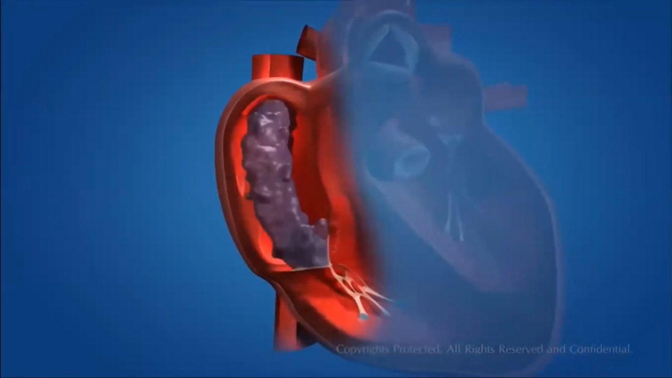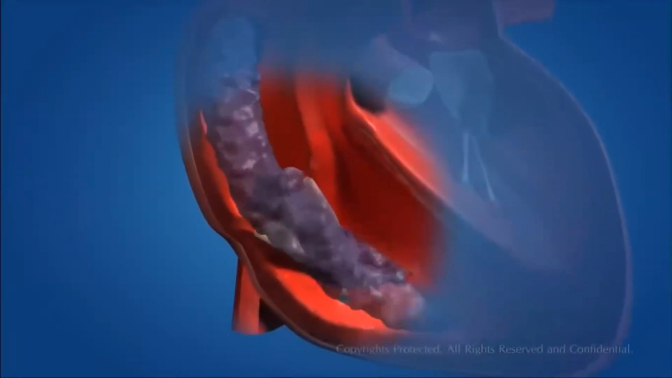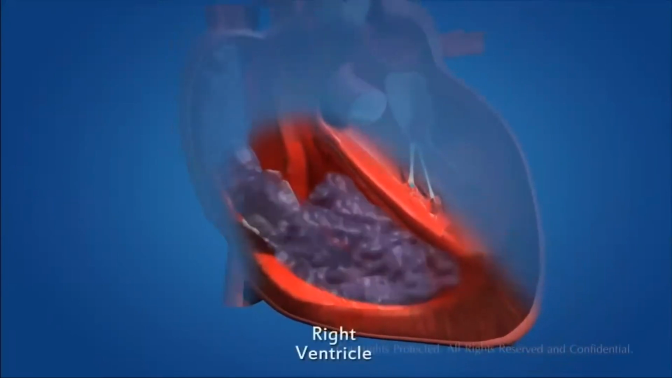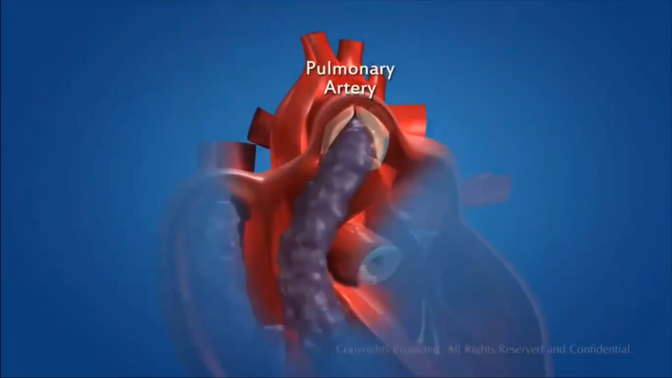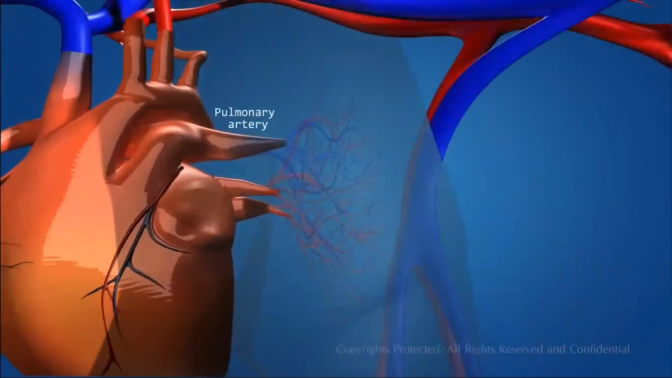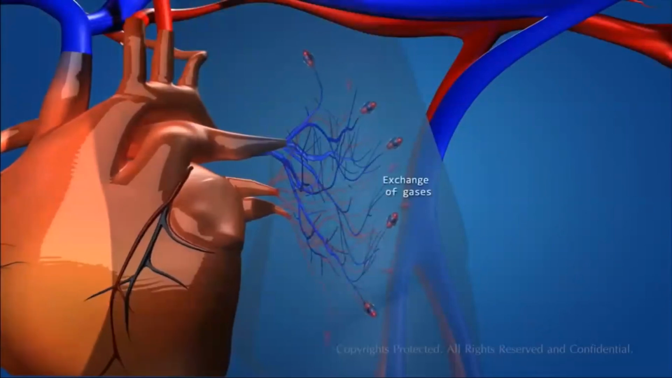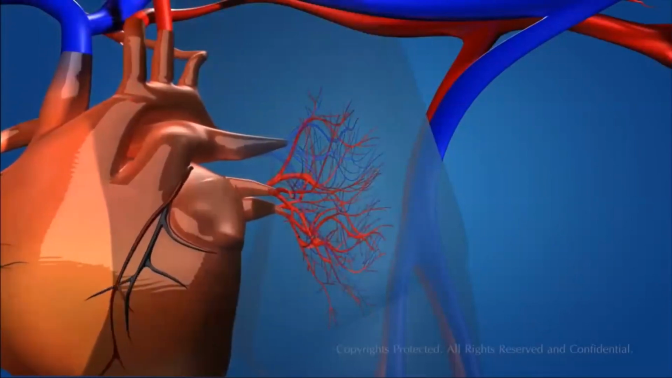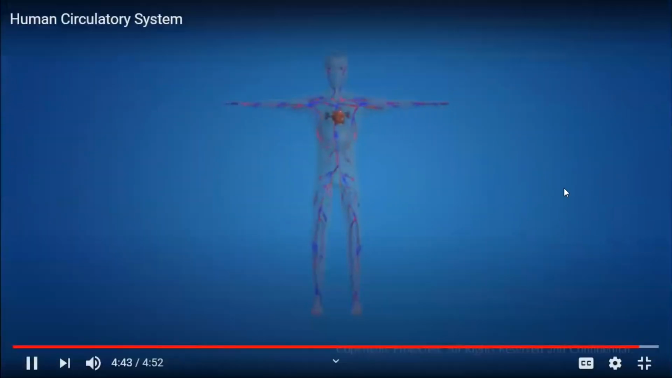The right atrium contracts, allowing the blood to flow into the right ventricle through the one-way valve. The right ventricle then contracts, pushing the blood into the pulmonary artery. The pulmonary artery carries the deoxygenated blood to the lungs for oxygenation. The lungs oxygenate the blood by exchanging gases, and the blood flows back into the heart through the pulmonary vein and starts the circulatory cycle all over again.